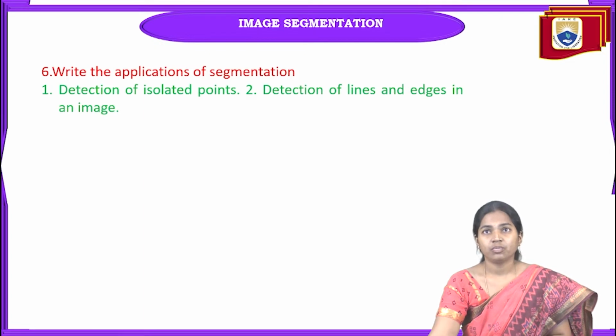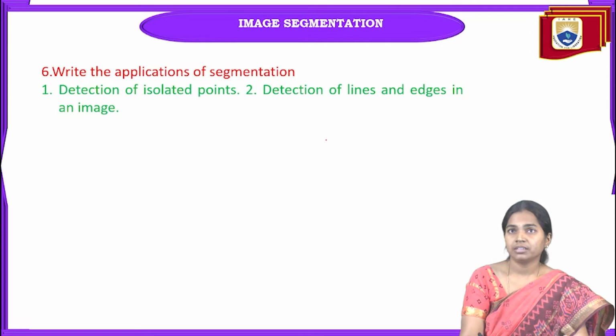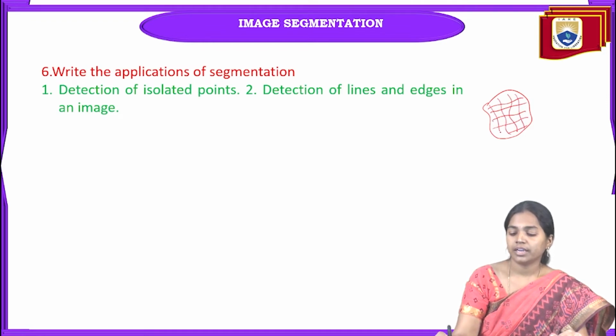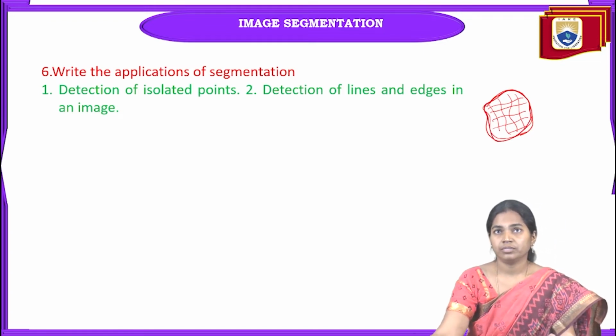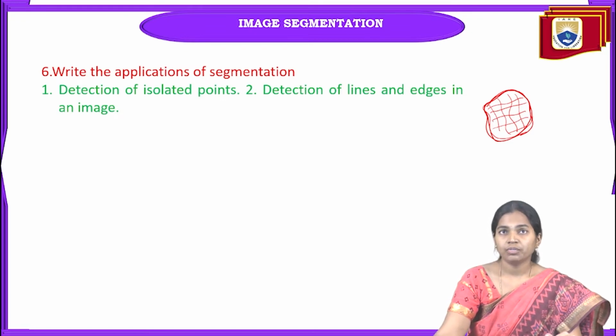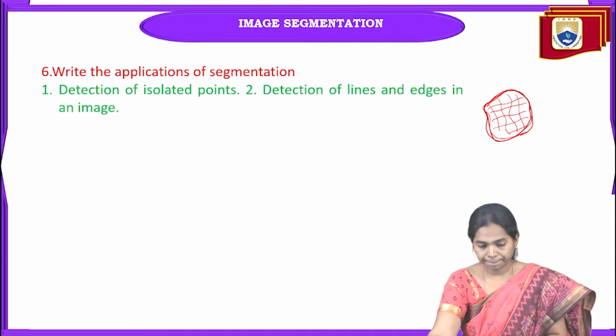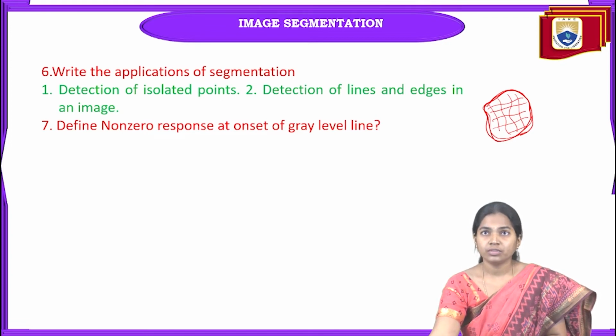Next, write the applications of segmentation. Here, detection of isolated points, detection of lines and edges in an image. If any image is there, I need to find the horizontal lines and vertical lines, and find the edges of an image. So with the use of segmentation, detection of isolated points and detection of lines and edges in an image. And next one, define non-zero response at onset of gray level line.